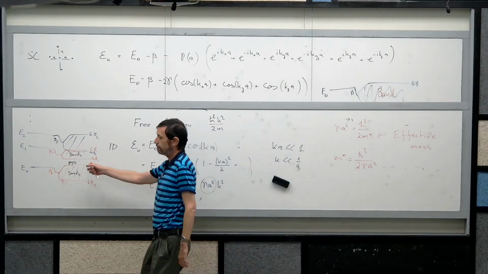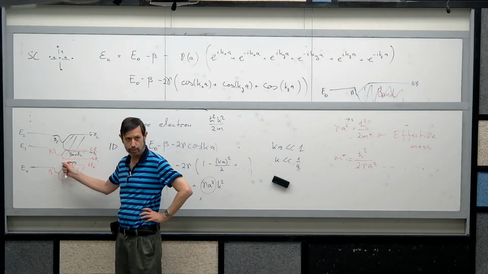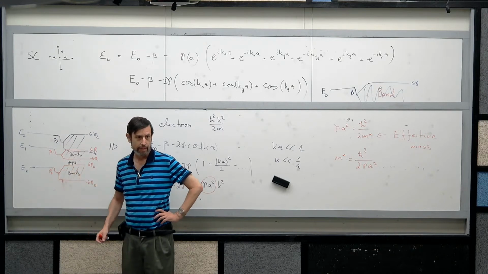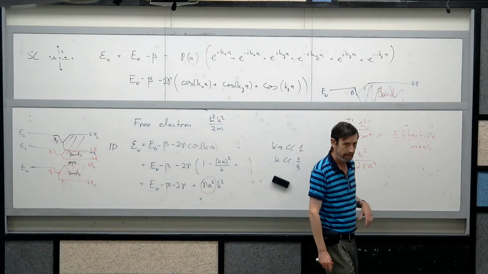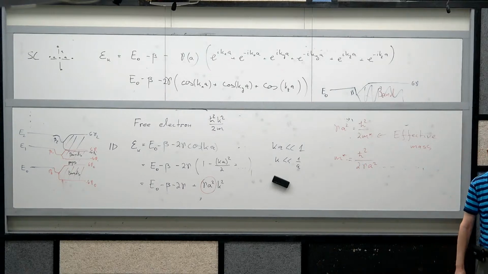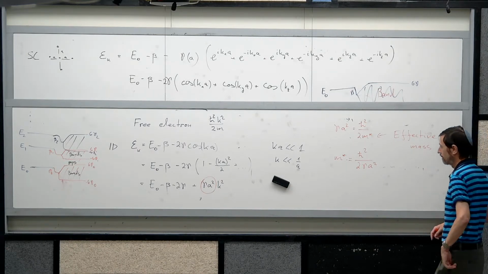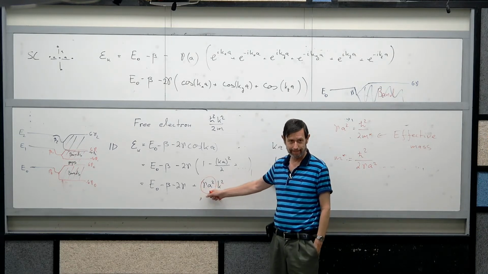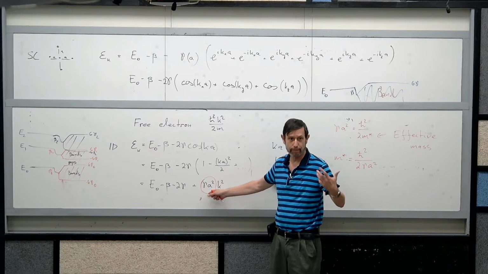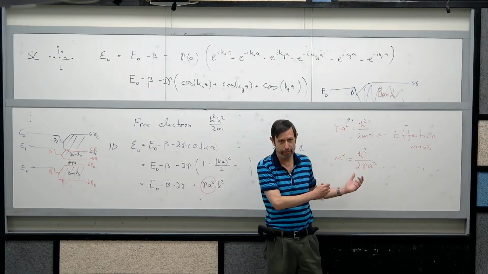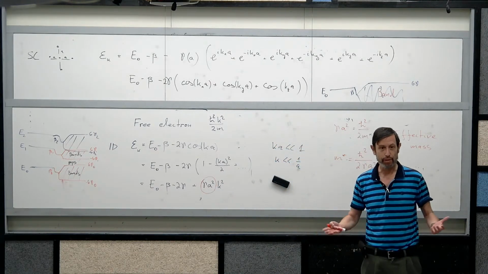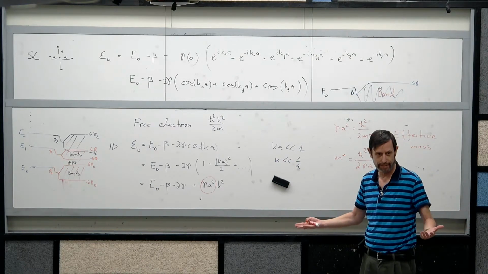If I'm going to the upper part of the band, close to the other edge, so I'll expand Ka not around 0, but around pi. I'll have the same description, but with a minus. And there I have a system that behaves as if I have a positive charge electron with an effective mass, or a positron, or holes, as it's sometimes called.